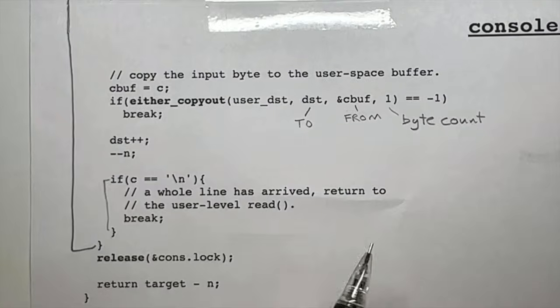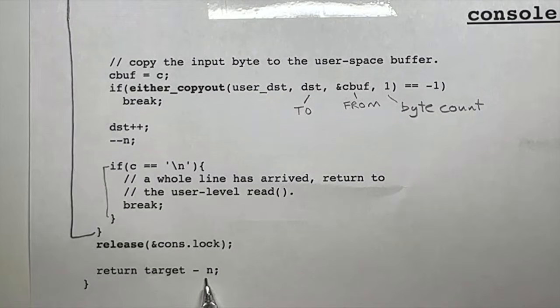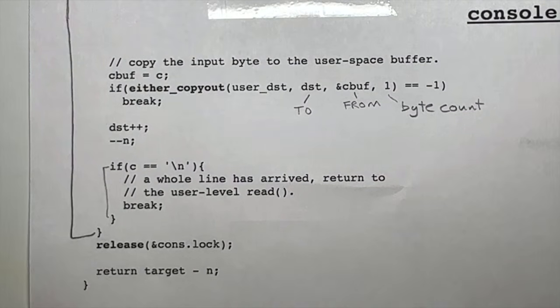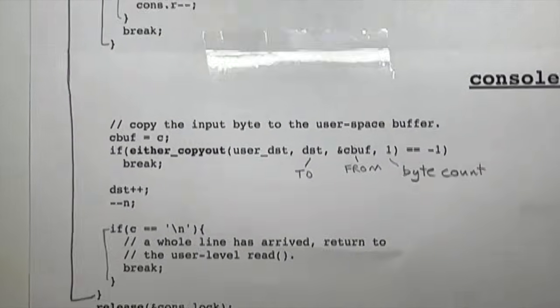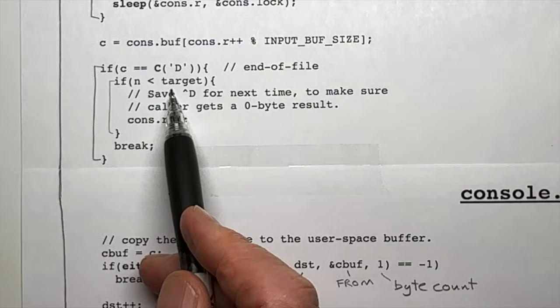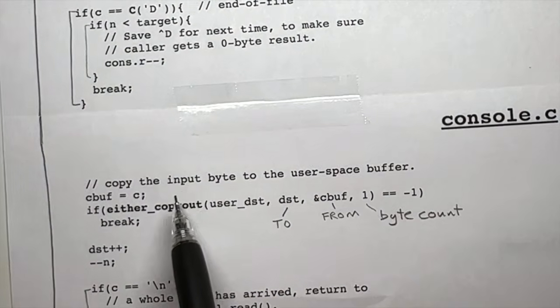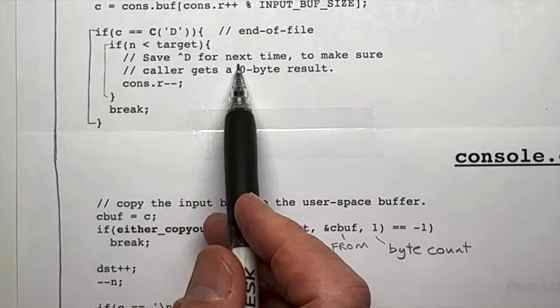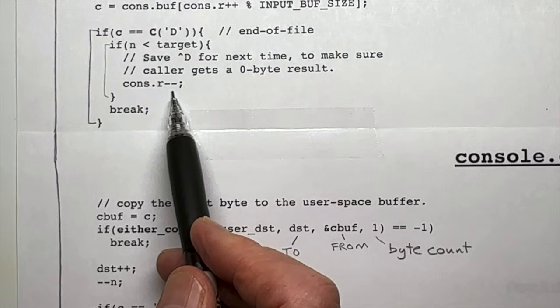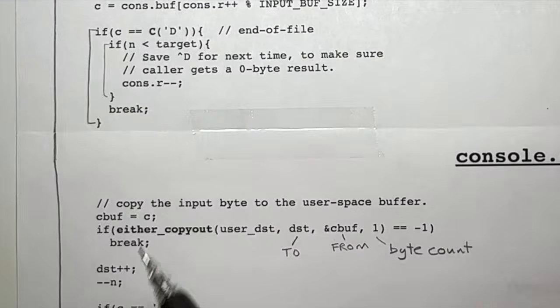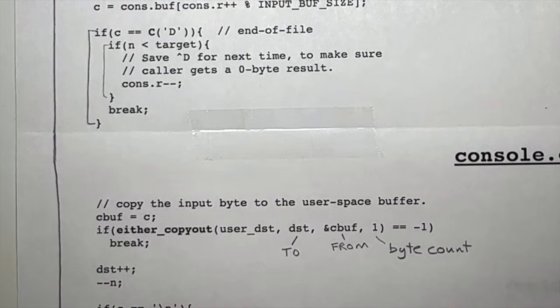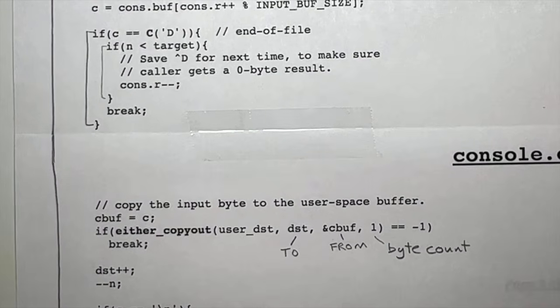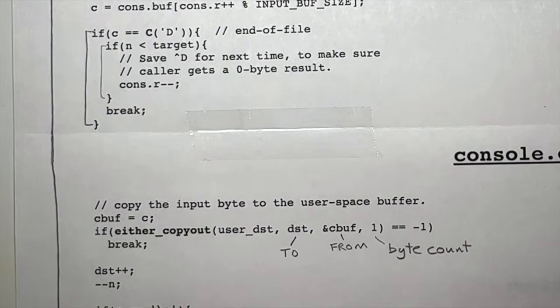So this subtraction computes how many characters were moved into the user's space. If none, then n will still be equal to target, and we'll return 0. But if we've already moved any other characters into the user space, then n will have been decremented. If the user ended the line with a control D instead of a new line, we will save the control D for next time. By decrementing R, it'll leave us positioned on the control D. R will point to the control D byte, so it'll be the first thing we see on the next read system call. And at that time, we will have moved 0 bytes, so we will return 0. In either case, we're done, so we break out of the loop.